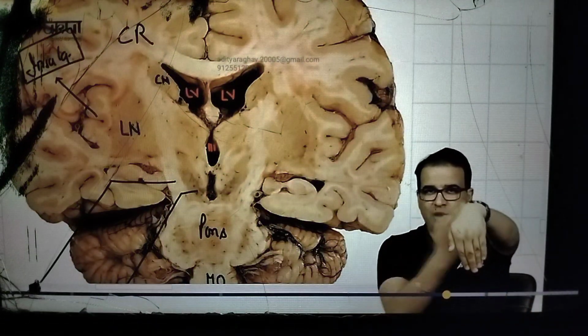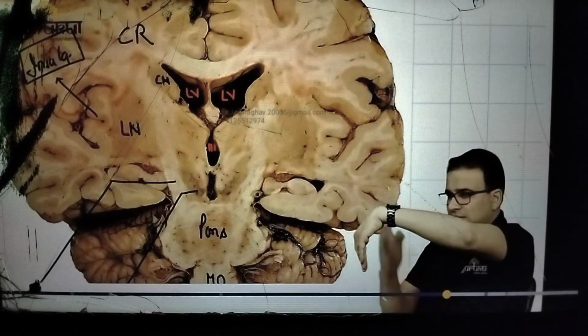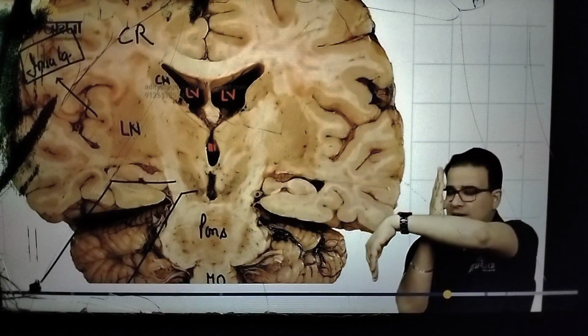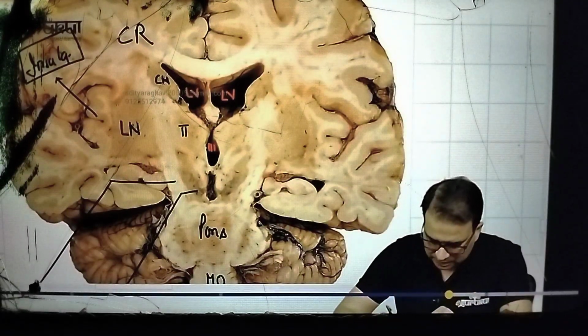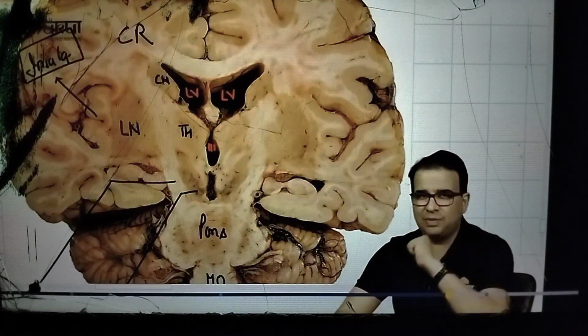And it's a coronal section not from the anterior part. If this is the caudate nucleus, the section is not very much from the anterior part, it is from the body of the lateral ventricle. So this time you'll be looking at the body of the caudate nucleus only, not the head. So that's the caudate nucleus, and below we have the thalamus. That's the only thing you're looking at in this coronal section.